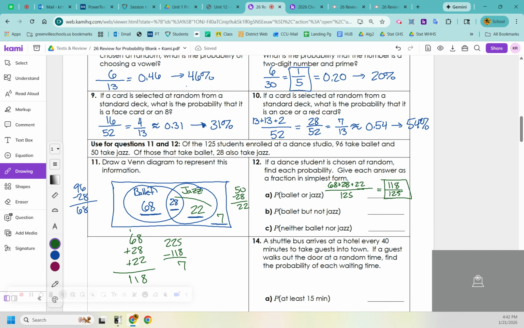Or is the inclusive, these 3. These 68 take ballet, these 28 take ballet and jazz, and these 22 all just take jazz. Ballet but not jazz, that's the 68 we found. So 68 over 125.